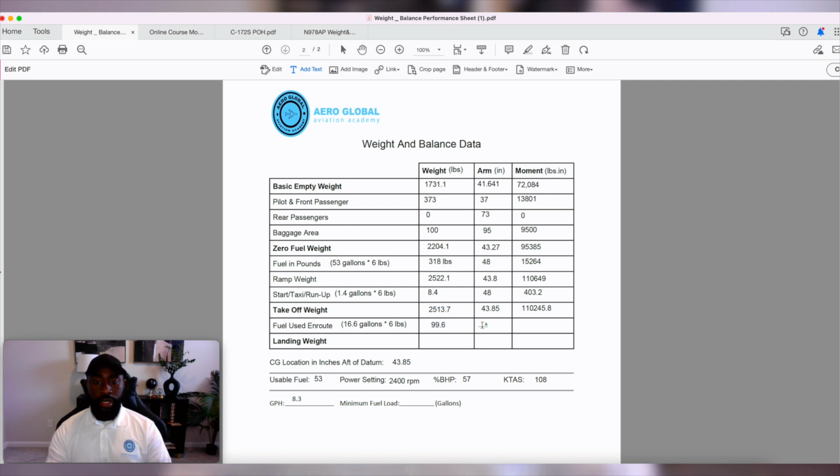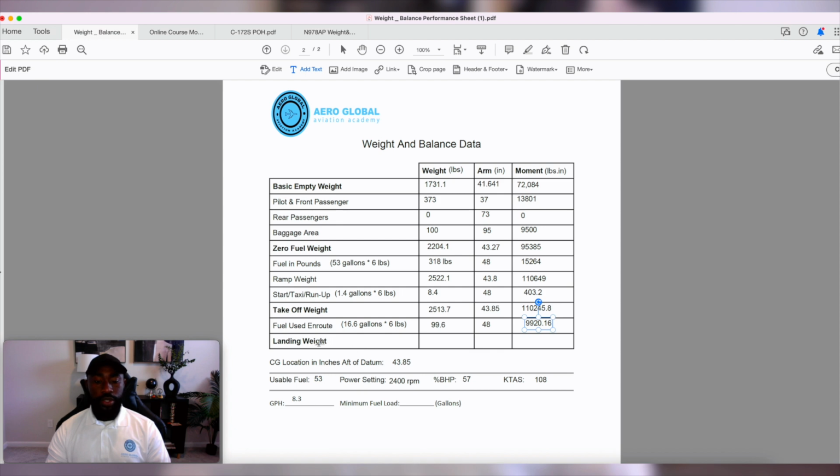So as usual, the arm, if you're burning fuel, you're burning from the fuel station arm. So basically just use 48 as the arm, and then you just multiply 48 by 99.6 to get the moment here. So that's 9,920.16, and we have that filled out.